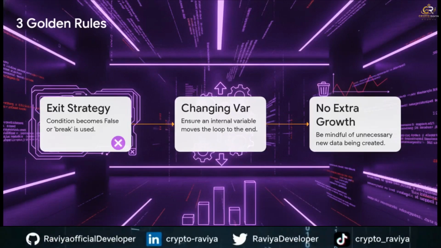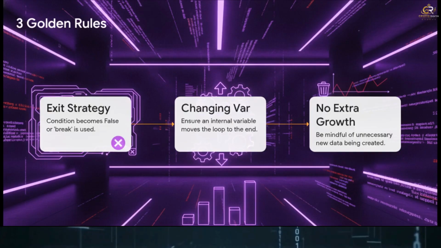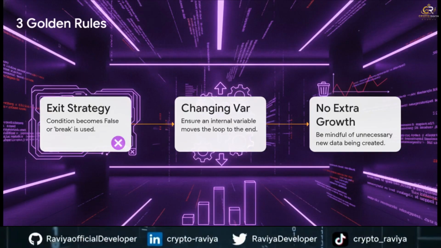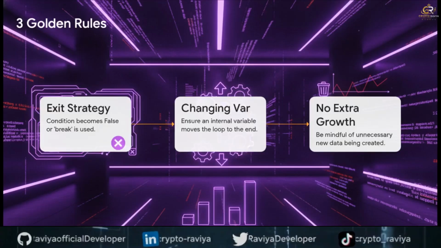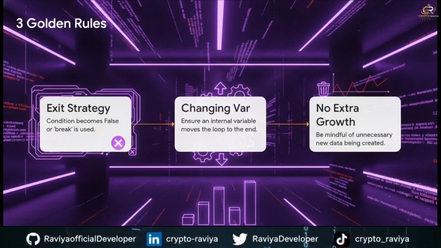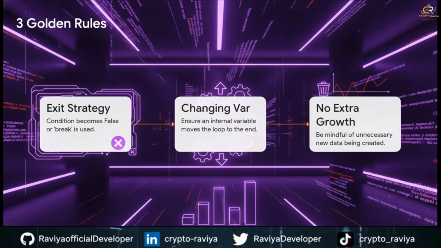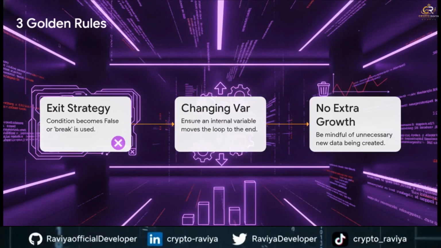So to prevent this hazard, you have to strictly implement the 3 golden rules of while loops. Rule 1, always design an exit strategy. Either the condition is guaranteed to become false or a break is triggered. Rule 2, ensure you have a changing variable that actually moves the loop toward its end condition. And rule 3, monitor for unnecessary data growth. You really have to actively manage this stuff.